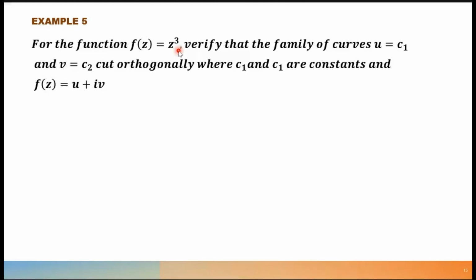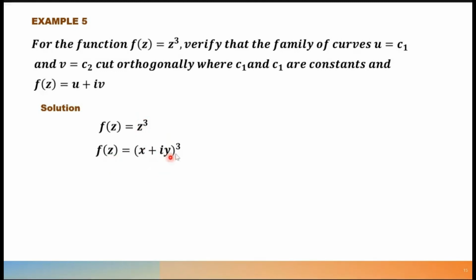We replace z by x plus iy and f of z by u plus iv. Okay? So f of z is w, normally we denote it by, and we write this f of z as u plus iv, and this is z cube. Z is x plus iy.